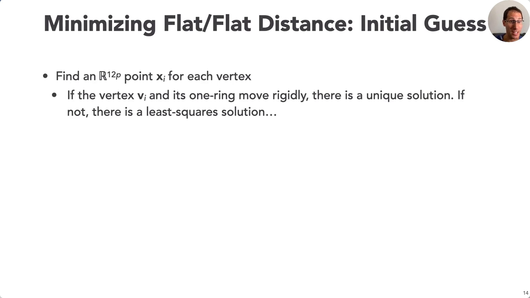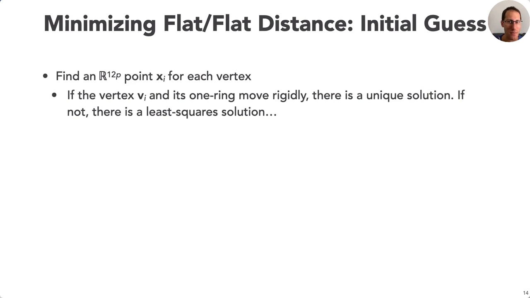So if a vertex and its one ring move rigidly, then there's actually a unique solution. If it moves rigidly, then we're going to see the flats of a vertex and its neighbors are all going to intersect each other very nicely and have a single point where they all intersect. So those 9p dimensional flats of a vertex and its one ring neighborhood can actually give us a great solution.